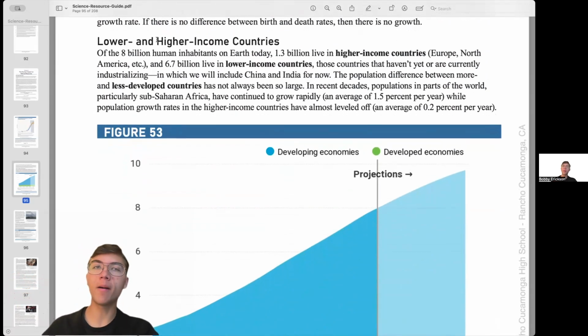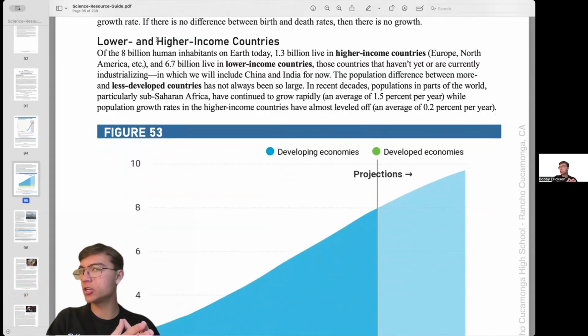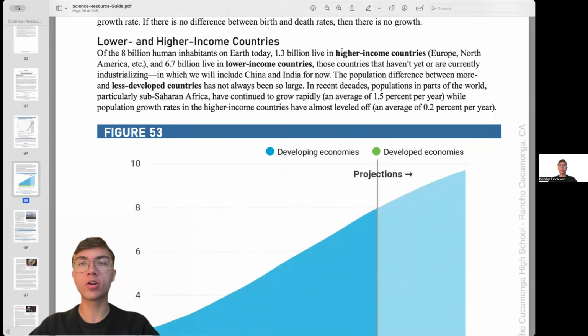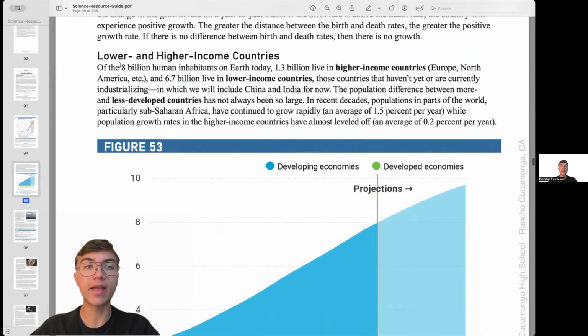Next up, we're going to talk about the population of lower and higher income countries. We can take a look at the difference between populations, especially in both their total population and their growth rates. 1.3 billion people currently live in higher income countries, while 6.7 billion live in lower income countries. So we have 8 billion, 1.3 of those is higher income, 6.7 billion lower income countries specifically.